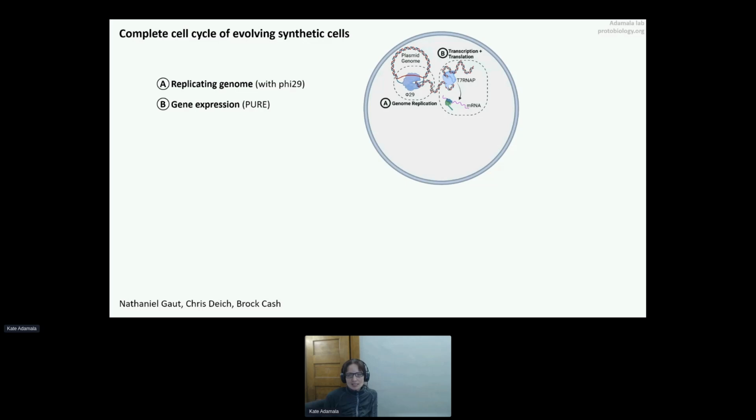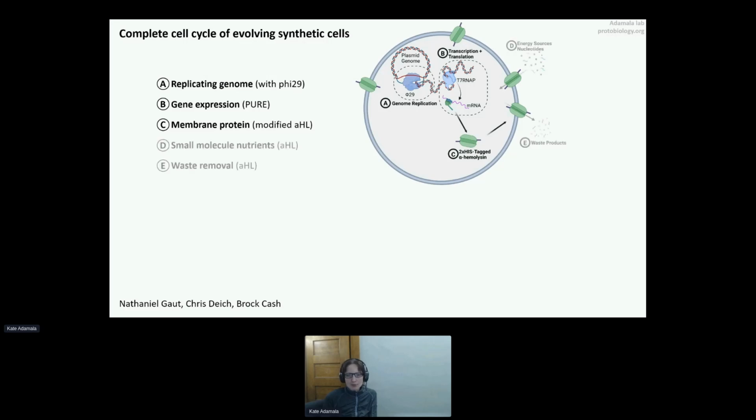The DNA genome gets transcribed into mRNA and then expressed into proteins using a cell-free protein expression system, the so-called PURE system. Then we have membrane protein expression. The membrane protein in our system is a modified alpha-hemolysin, which is a very well-behaved membrane pore protein, and it's modified with 2 tags that get then displayed on the surface of a liposome, and I'll show you in a moment why that's important. If we have membrane proteins, we can have nutrient uptake and waste removal, so we can maintain the exchange of nutrients with the environment of a synthetic cell.